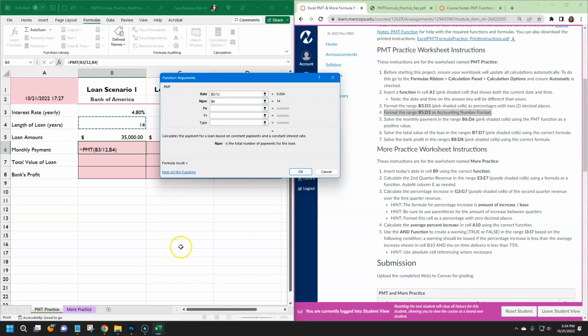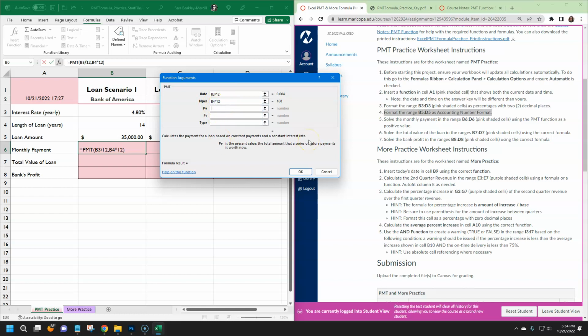Instead, you want to click on the cell that has years, right? 14 years. How do I convert that to months? I just multiply it by 12 because there's 12 months in a year, right? 1 year times 12 months is 12 months. 2 years times 12 is 24 months. 3 years times 12 is 36 months. See how that's going? So you can see it's 168 months. Do not type in 168. You want to use that cell referencing.